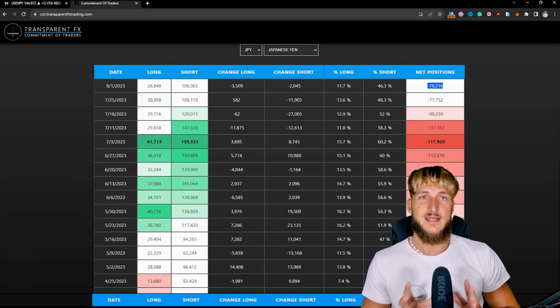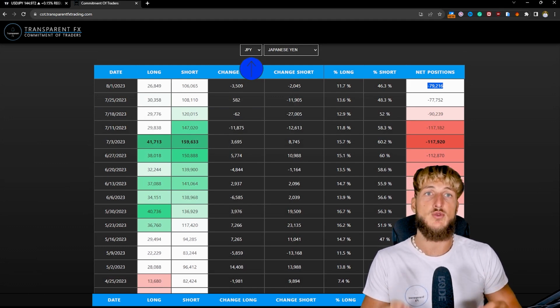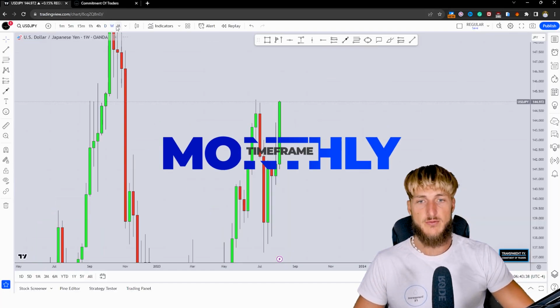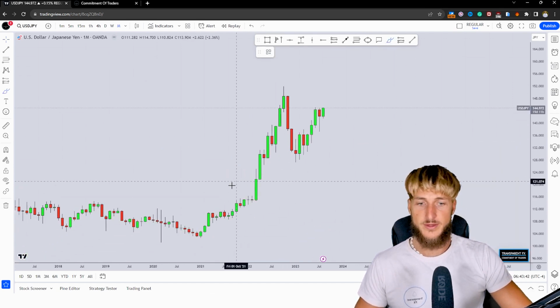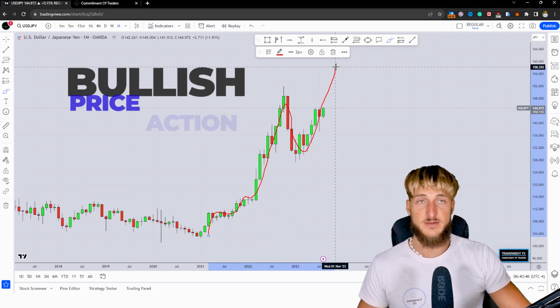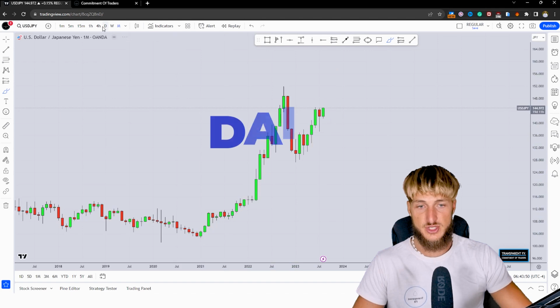This indicates that institutions are moving to the bearish side of the JPY. This means that they're moving to the bullish side of USDJPY. So essentially, it's quite a long time that they have been longing USDJPY. And if we move back to the monthly time frame, we can see that that is exactly what price action was already suggesting, as the price has been moving aggressively to the upside, fueled by this institutional longing of USDJPY.